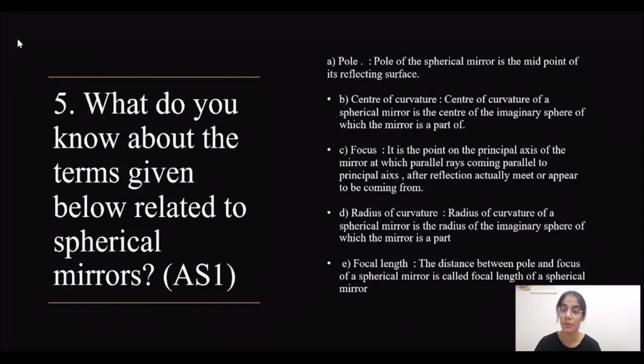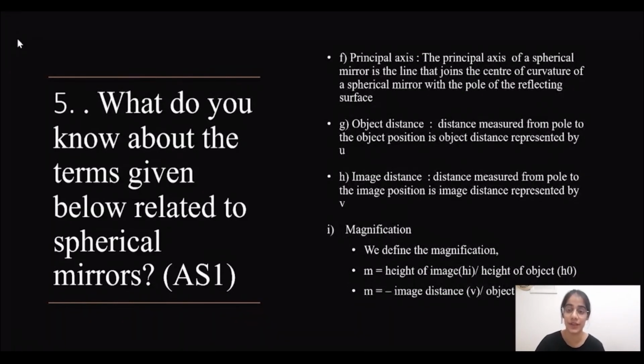Focus. Focus is the point on the principal axis of the mirror at which rays which are parallel to your principal axis actually, after reflection, meet or appear to be coming from. Radius of curvature. The radius of curvature of a spherical mirror is the radius of the imaginary sphere of which the mirror was a part of, or from which the mirror was obtained. Focal length. The distance between pole and focus of a spherical mirror is termed as the focal length of a spherical mirror.